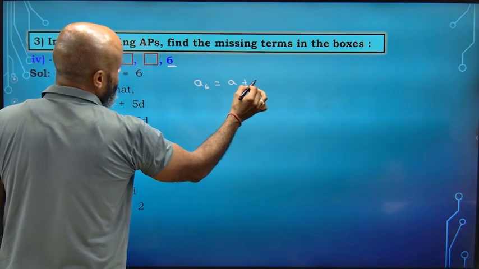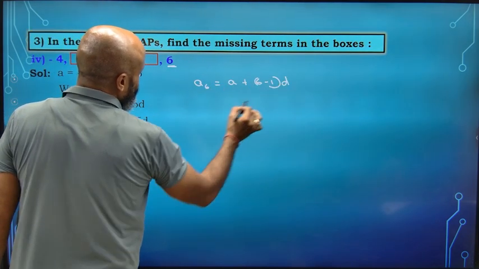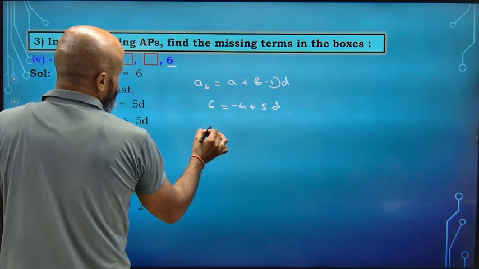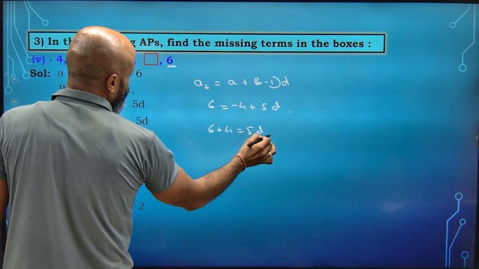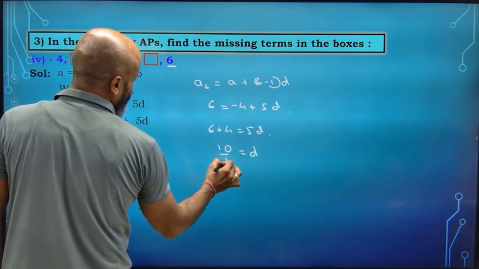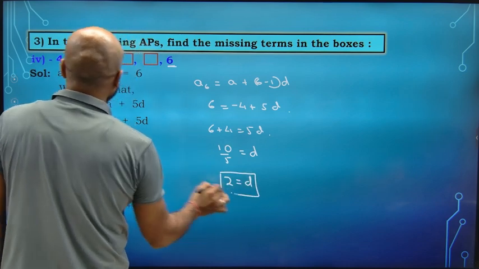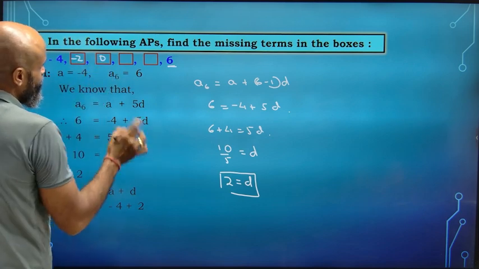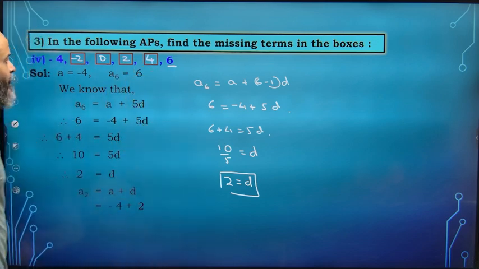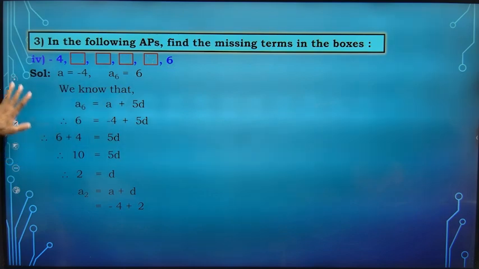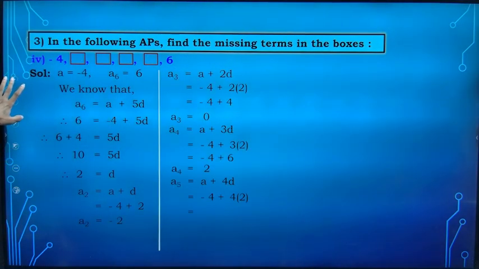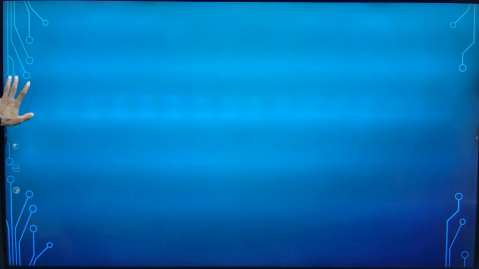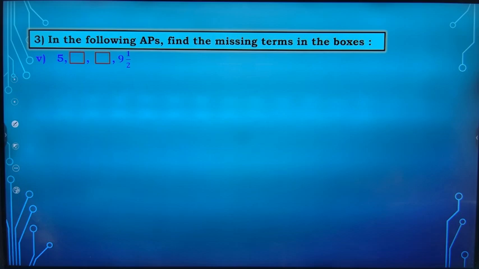A6 will be equal to A plus 6 minus 1 into D. So this is minus 4 plus 5D. A6 is 6. So 6 plus 4 is equal to 5D. So obviously D will be equal to 10 by 5, that is 2. So the next term will be minus 4 plus 2, that is minus 2. Minus 2 plus 2, that is 0. 0 plus 2, that is 2. 2 plus 2, that is 4. And so on and so forth. So these are the terms: -4, -2, 0, 2, 4 and 6. In the following APs, find the missing terms in the boxes.